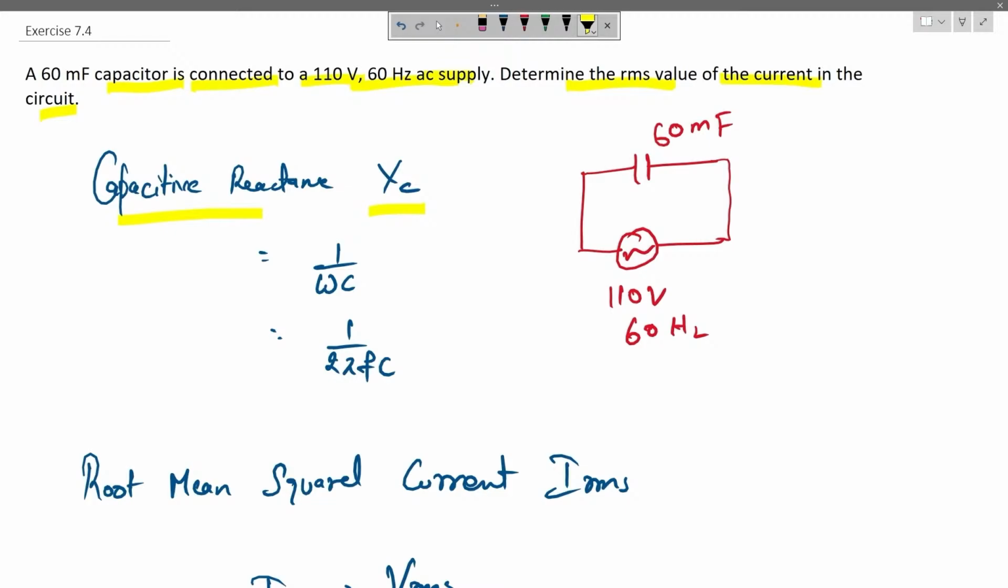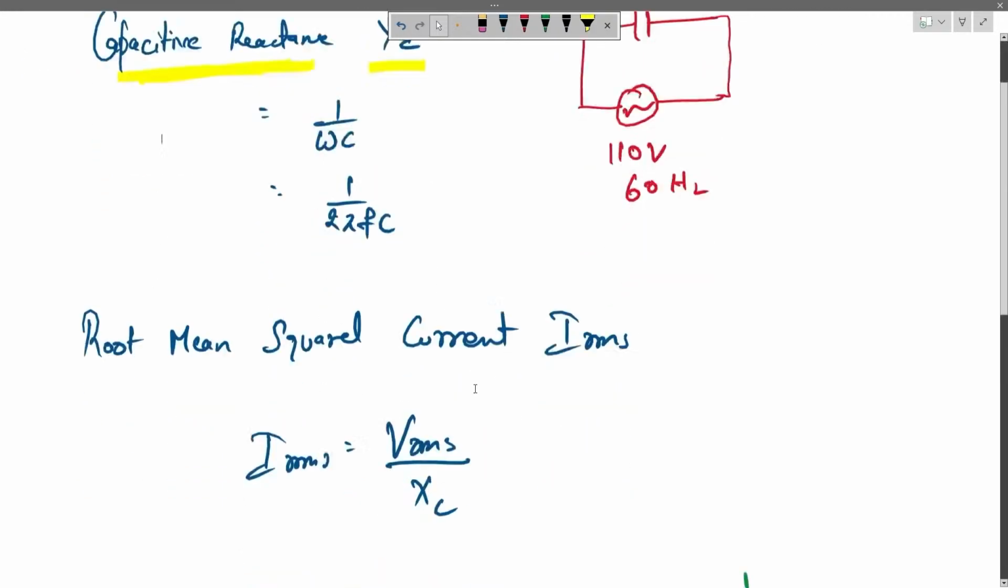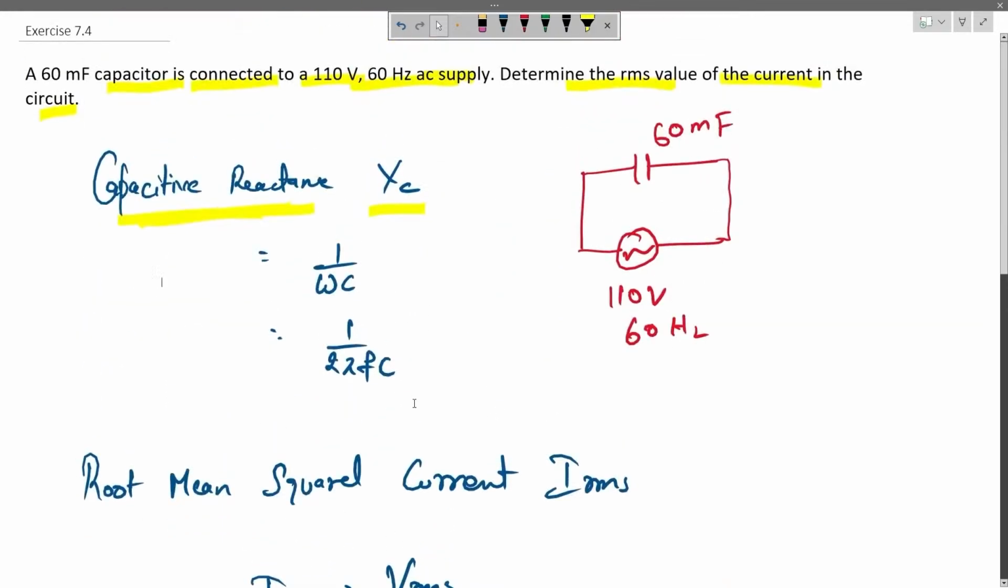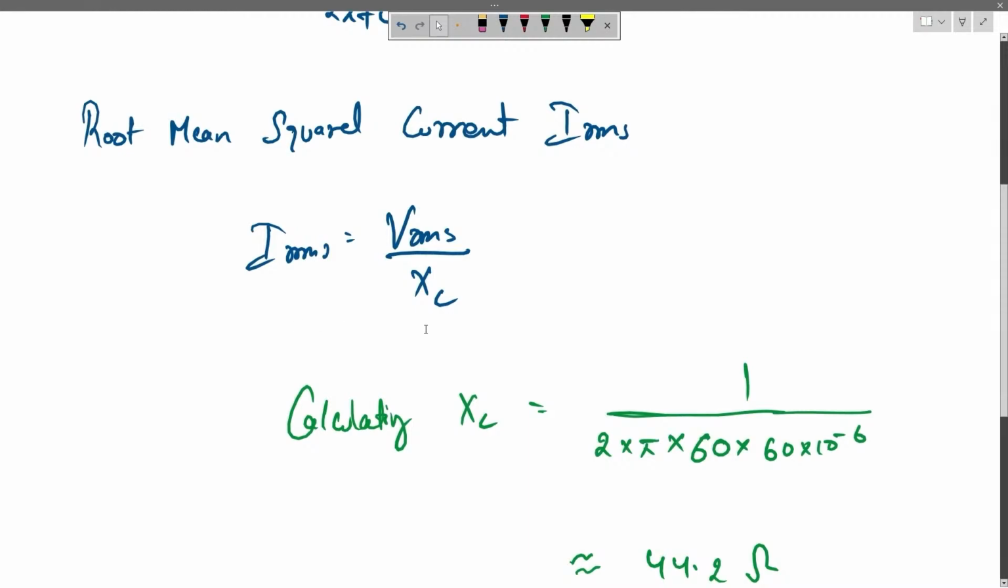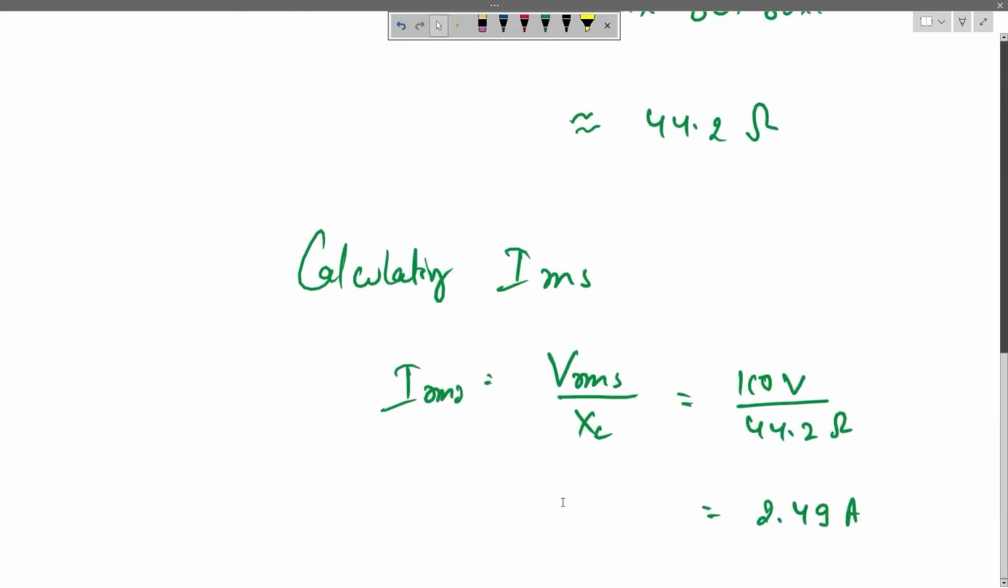Now again, since this represents the resistance in the circuit, we can give the expression for current as voltage divided by resistance, that is IRMS is equal to VRMS by XC. Now here we have to find out the capacitive reactance, that is XC, and since VRMS is given, we will substitute in the given formula and find out the value of IRMS. Now calculating XC, we will get the value of 44.2 ohm. Now calculating IRMS, that is current, using the formula VRMS by XC, we will get a value of 2.49 ampere.